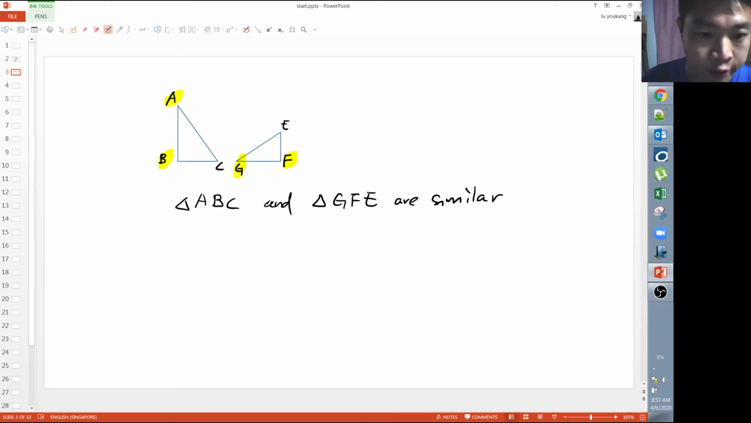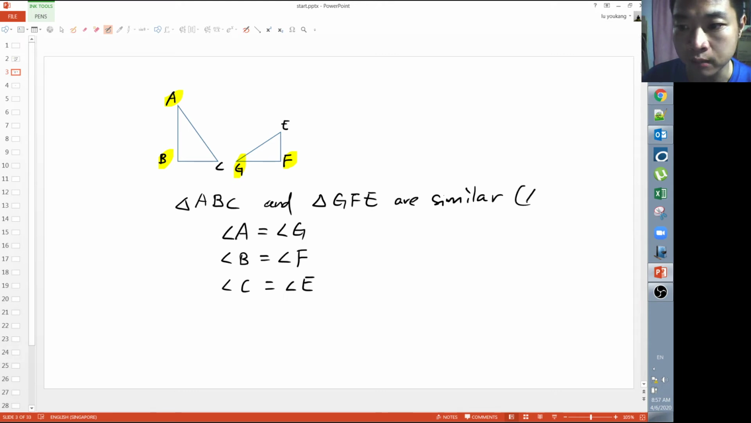What you need to do is make sure your angle A is equal to your angle G, and then your angle B is equal to your angle F, and your angle C is equal to your angle. All right, so you are using what? You are using A here, okay.